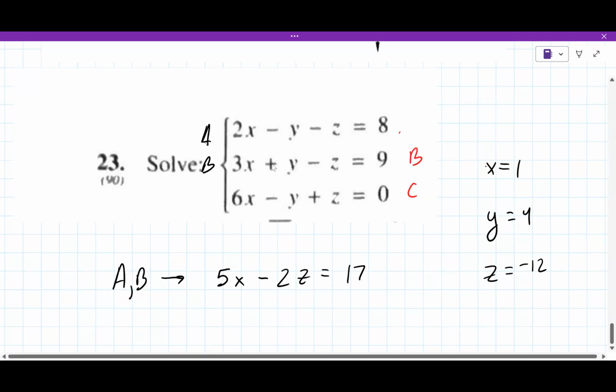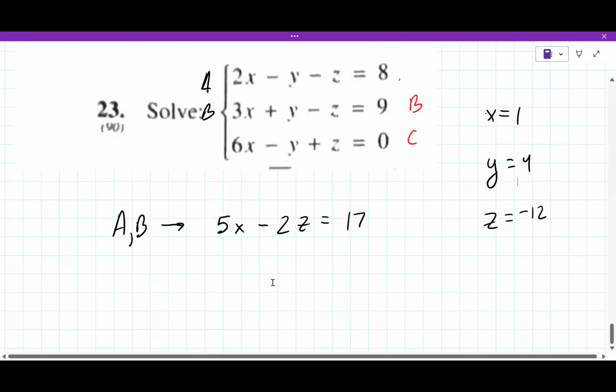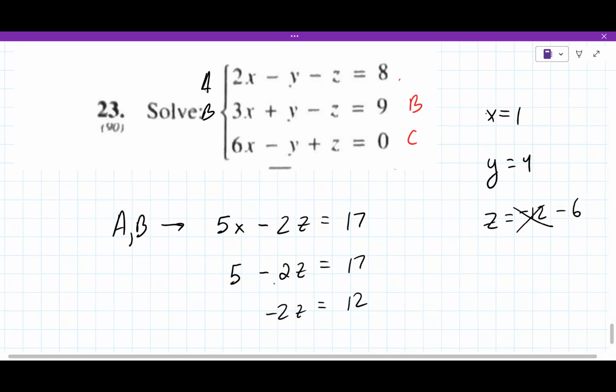Now to check, this is the critical moment: 2 times 1 minus 4 minus negative 12 should be 8. So 2 minus 4 is minus 2. Minus negative 12 is not 8. So we've got some problems here. All right, let's take a look. So 5 times x, 5 times 1, is 5, minus 2z equals 17. Subtract 5 from both sides, minus 2z equals 12. There's your issue. Z is minus 6. So could you try solving for y now that we have those, please? Yeah.